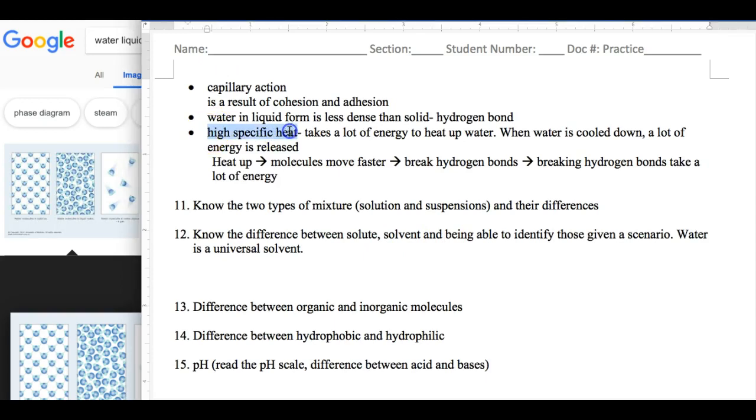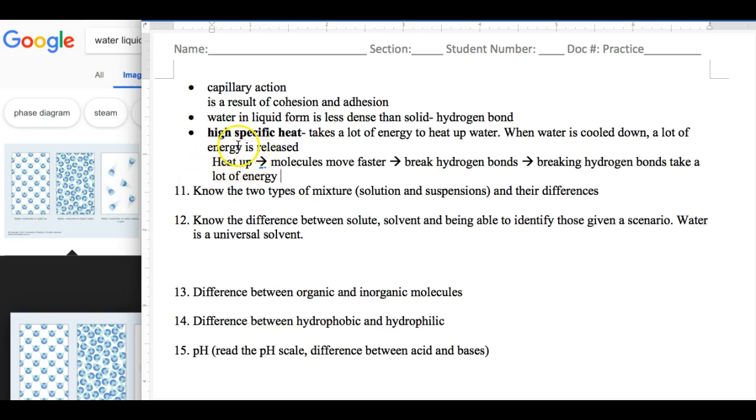An example of water having high specific heat: you can't just say specific heat because everything has a specific heat, but water has a high specific heat. An example of that would be in the summer, when you go to a pool, the pool heats up much slower than the atmosphere. It could be very hot outside and the pool is still not very hot because it takes a lot of energy to heat up water and break all those hydrogen bonds.